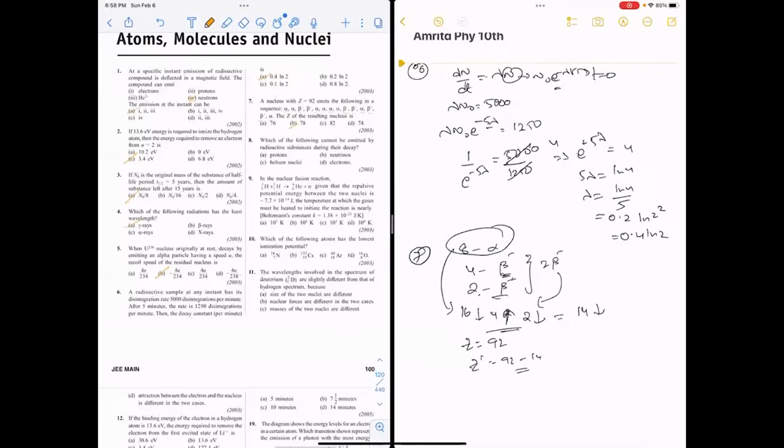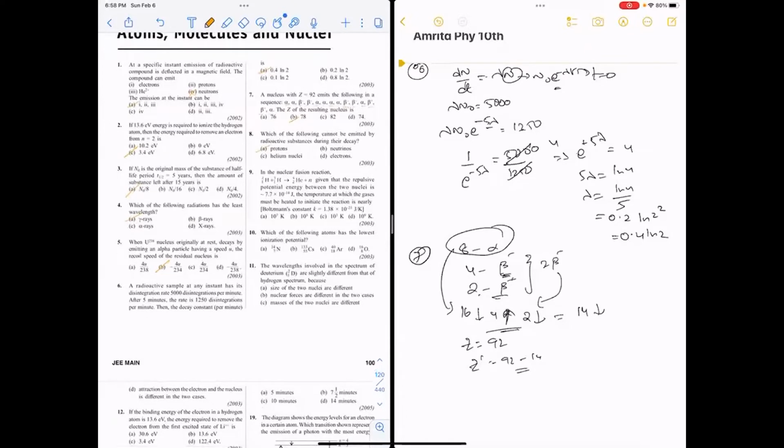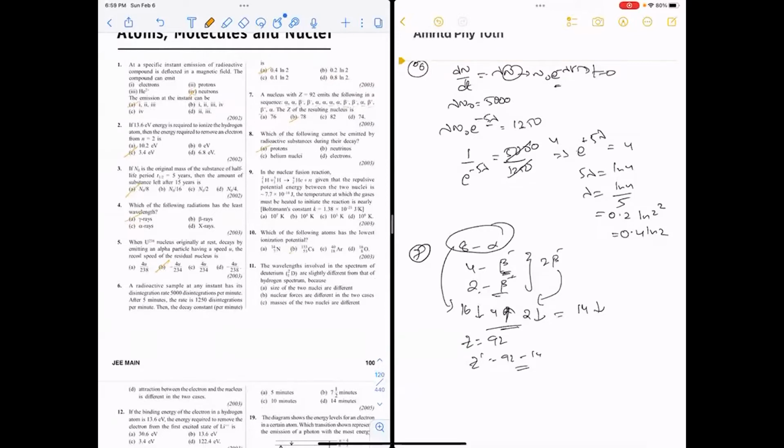Which of the following cannot be emitted by a radioactive substance during their decay? So you have alpha, beta, gamma, and beta plus also. We don't have protons, so it doesn't emit protons. Tenth one, which of the following has the lowest ionization potential? Cesium. The larger the size, the easier it is to take out the electron from it, right?